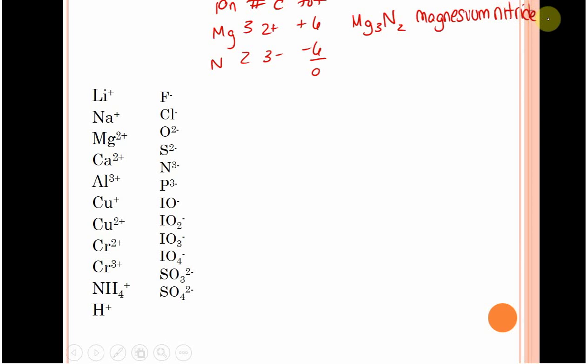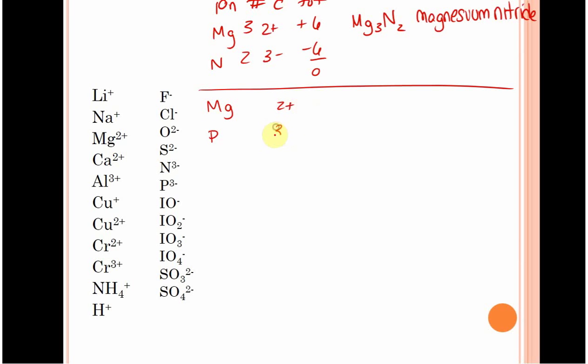for magnesium nitride. This is not nitrate or nitrite because it's not a polyatomic. It's just nitrogen here. Magnesium with phosphorus. Again, we have 2 plus because it's in group 2, 3 minus because it's in group 5. Lowest common denominator here is 6. So we're going to need 3 magnesiums, 2 phosphorus to give plus 6, minus 6, and cancels to be 0.